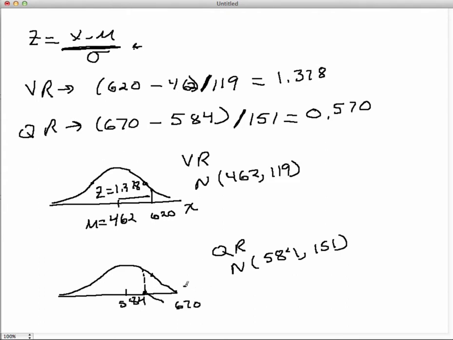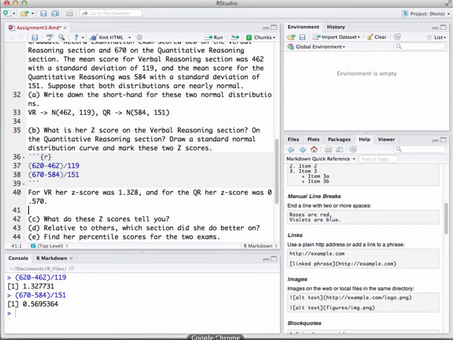Okay. All right, so as we can see, roughly these distributions are obviously different shapes, but we can see that her verbal reasoning score fell higher in the distribution than her quantitative reasoning did when compared to her peers, okay? All right, so let's go back to our RStudio here, and it says, what do these z-scores tell you? Okay, so that one is pretty much a canned answer here. They give the number of standard deviations above the mean.